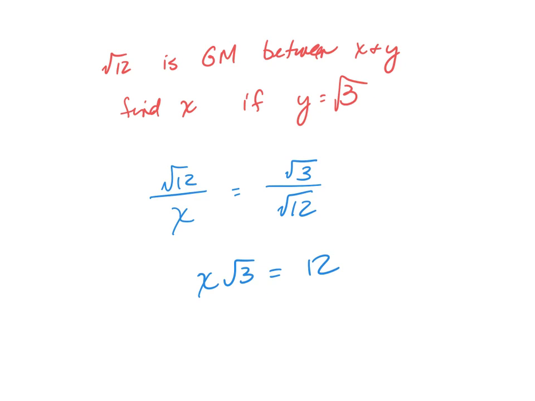When you divide by square root of 3 on both sides, for now you can give me a decimal on this one. Go to 2 places. So it would be 12 divided by square root of 3, which is 6 point something. So x equals 6.92.